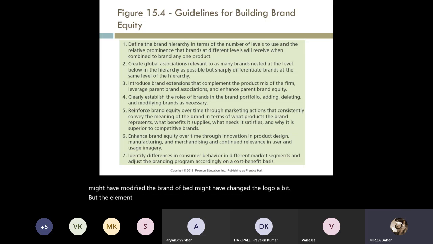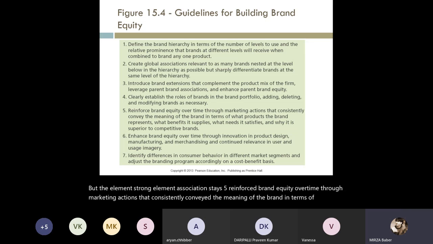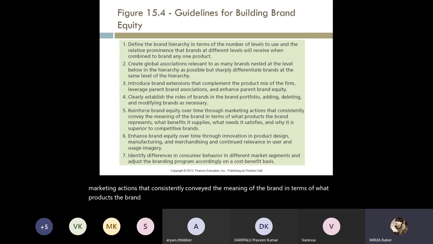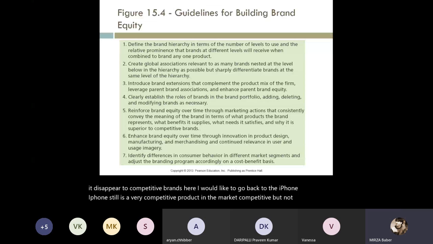element association stays. Number 5, reinforce brand equity over time through marketing actions that consistently convey the meaning of the brand in terms of what products the brand represents, the benefit it supplies, what needs it satisfies, and why it is superior to competitive brands. Here, I would like to go back to the iPhone. iPhone still is a very competitive product in the market. Competitive, but not the leader because of the benefit it supplies. More than functional benefit, it has emotional benefits.